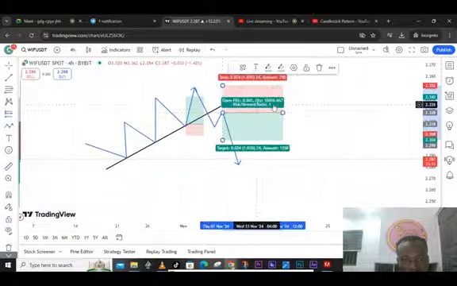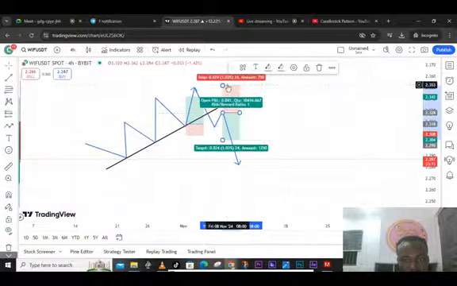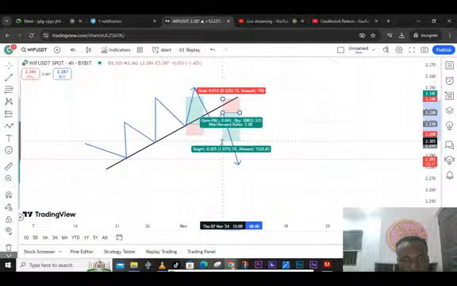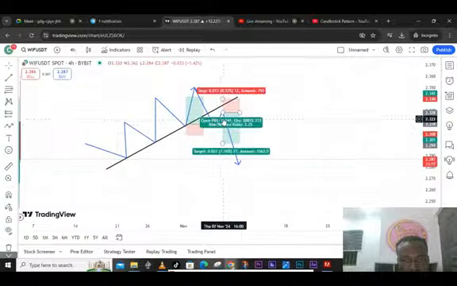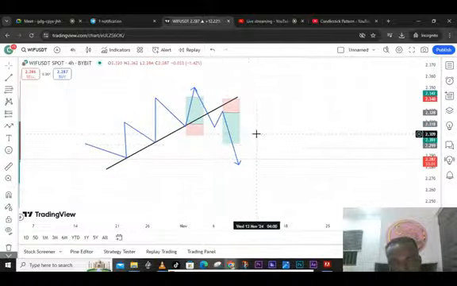The resistance zone is all about what? Whenever price comes to a resistance zone, you do what? You sell. Do you understand? So whenever this trend line gets broken, it will come back there and turn that point that broke it into a resistance zone. Do you understand?